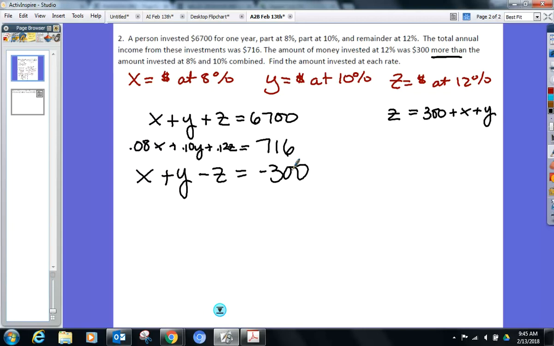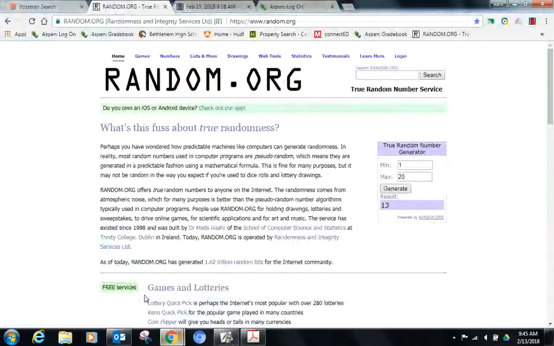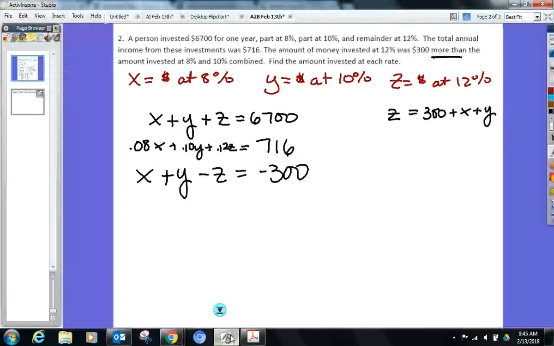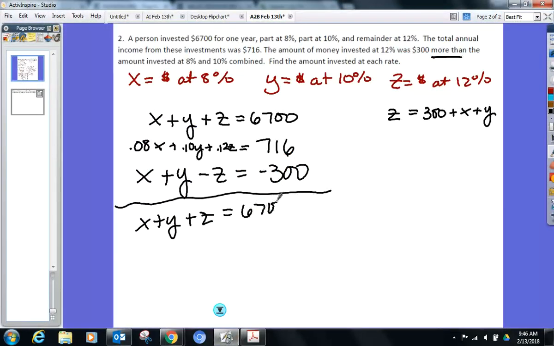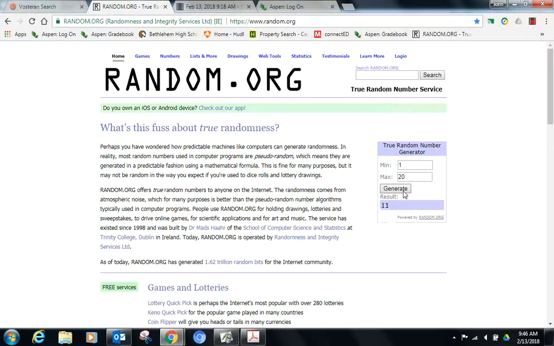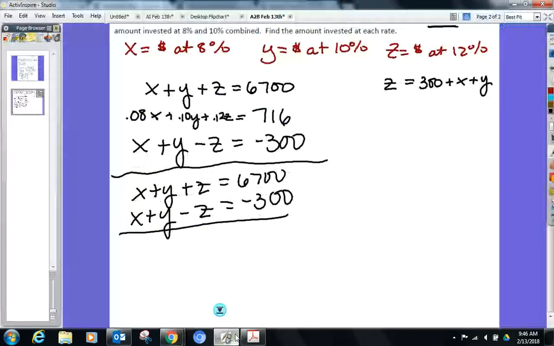I'm going hands off here. Show me a little work here today. Work with your group right now, all right? I'll continue to do this with you. So X plus Y plus Z, that'll give you 6,700. X plus Y minus Z, negative 300. All right, what's left then? I'll do this with you, forget it. 11, go ahead, what's left?